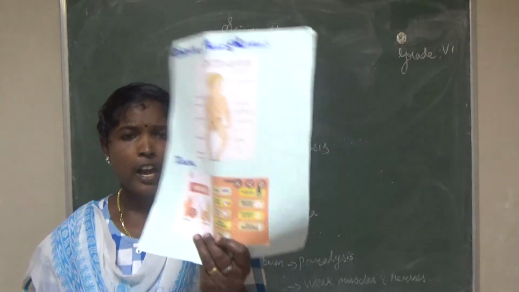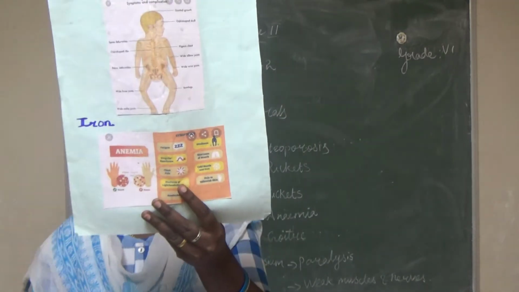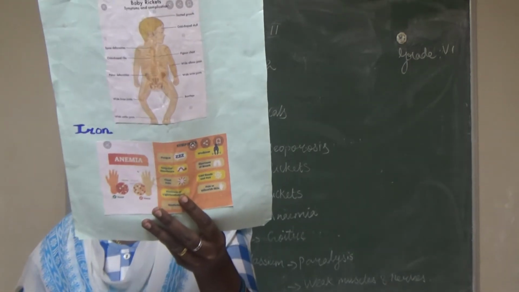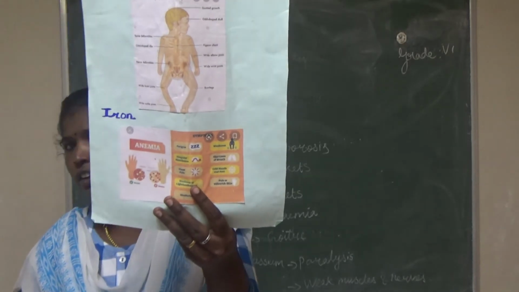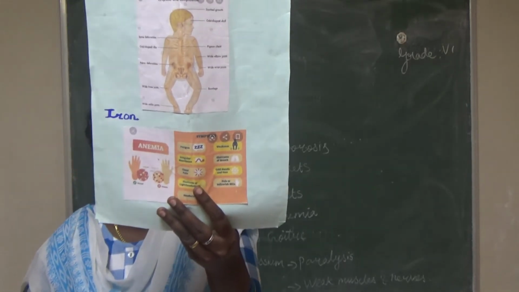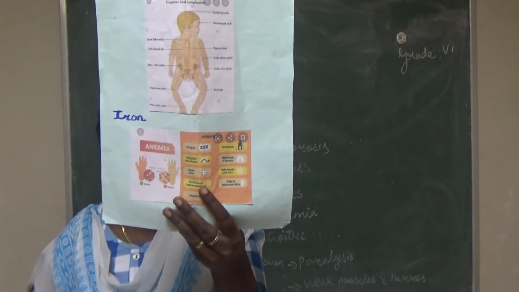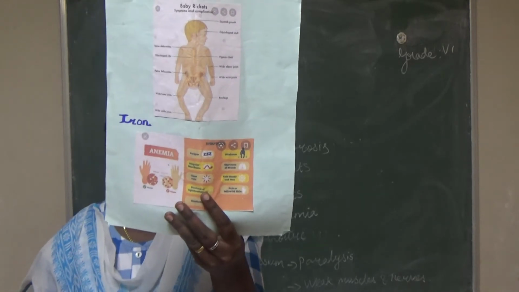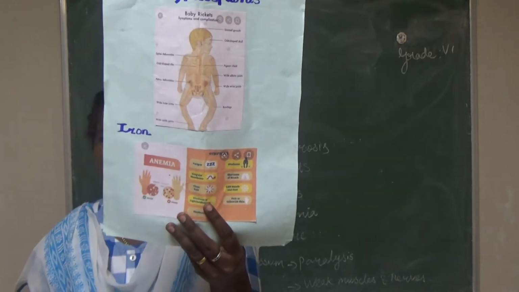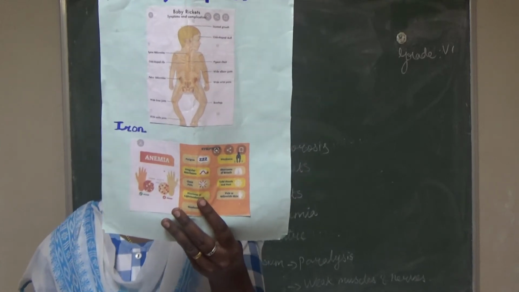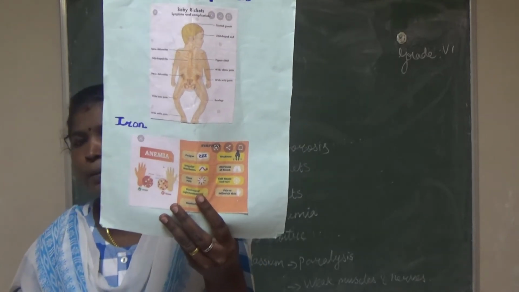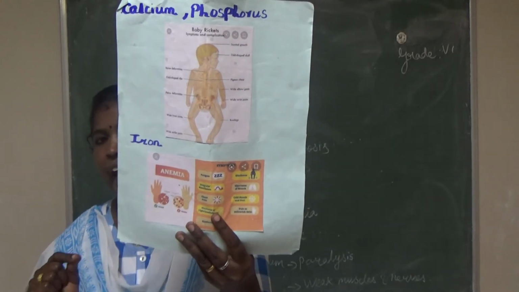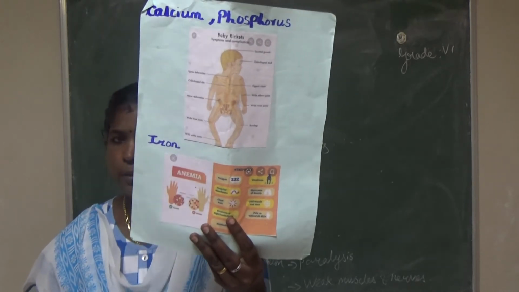Then next one, iron. What food sources contain iron? Cereals, pulses, meat and green leafy vegetables contain iron. What is the function of iron? It helps in the formation of hemoglobin and red blood cells. Lack of iron in our diet leads to which disease? Anemia.